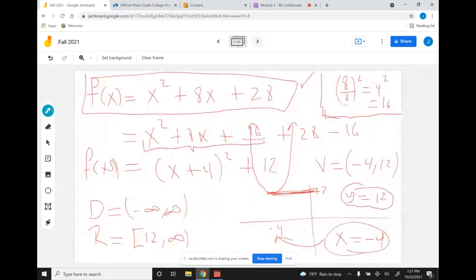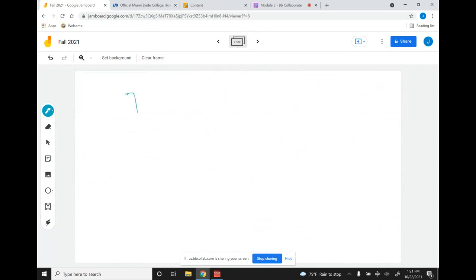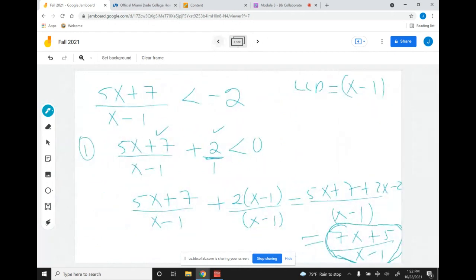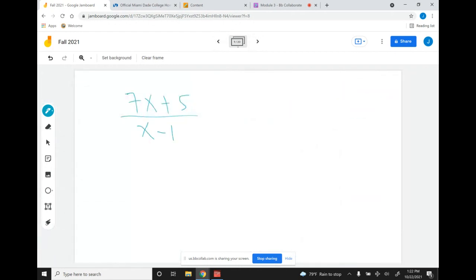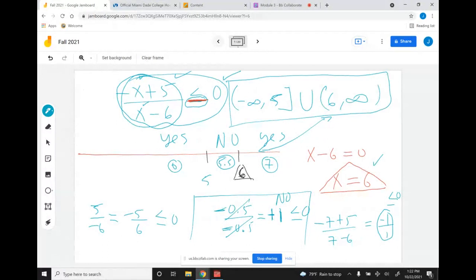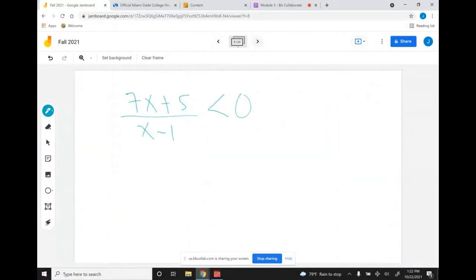So that's going to be 7x plus 5 over x minus 1, less than 0. This is the one, and I do exactly the same that I did to this one. In this case, the critical number from the numerator, which is going to be -5 over 7, will not contain a bracket. And the denominator will not contain a bracket also.